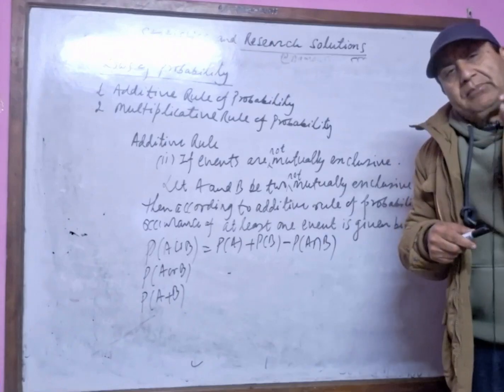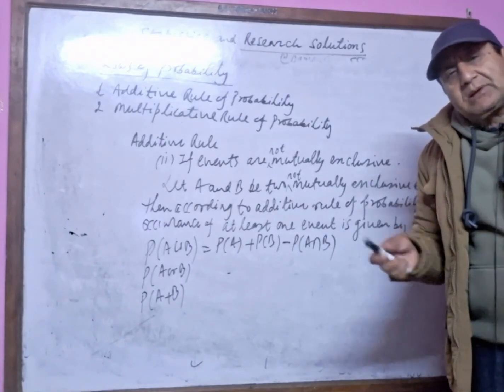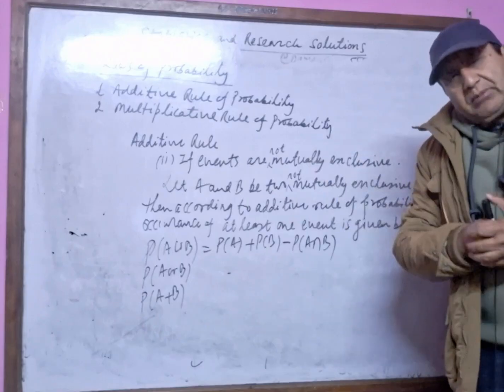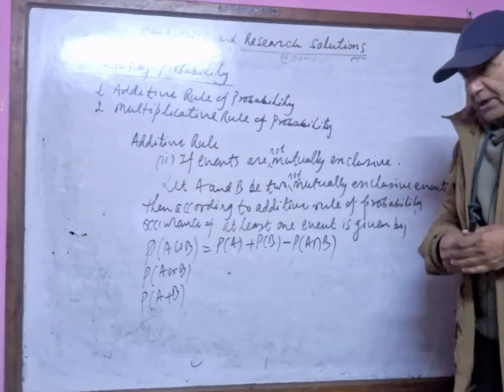At least means one event or more than one event. Now the multiplicative rule.